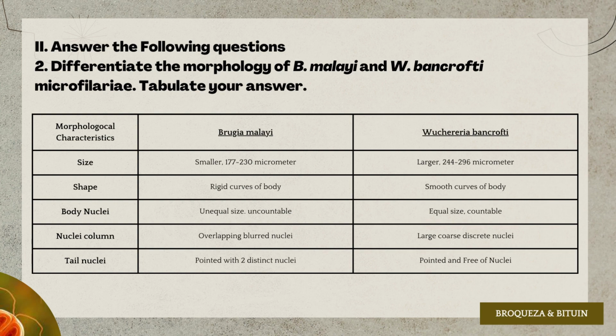Pagdating naman sa body nuclei and nuclei column, under in Brugia malayi, mayroong uncountable, unequal sizes, and overlapping nuclei. Unlike kay Wuchereria, countable ang mga nuclei, may distinct column na makikita and equal ang sizes. Commonly, tail nuclei ang distinguishing feature sa kanila. Si Brugia, mayroong dalawang distinct nuclei sa dulo. On the other hand, Wuchereria ay mayroong free of nuclei sa tail end.